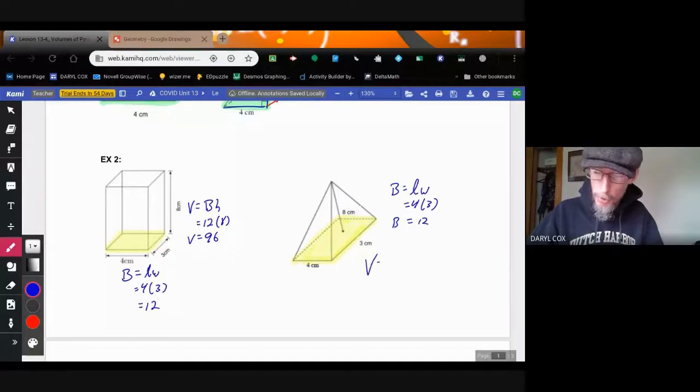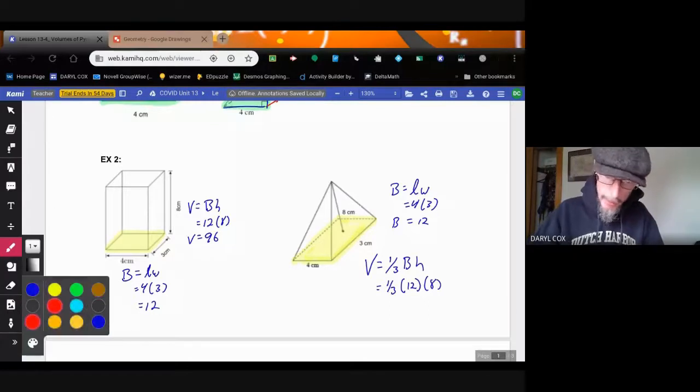But the volume, because we are a pyramid, we have the same base areas, but the volume of a pyramid is 1/3 the area of the base times the height. So that's 1/3 of 12 times a height of 8. My height is right in here. It makes the right angle with the base. We're always looking for that. Okay. So 1/3 of 12 is 4, and 4 times 8 is 32. And by the way, notice what happens there. 32 is 1/3 of 96.